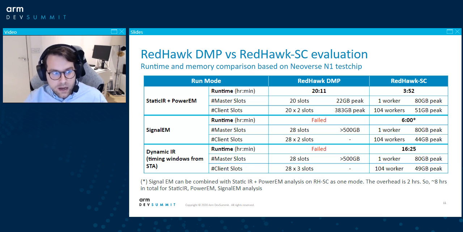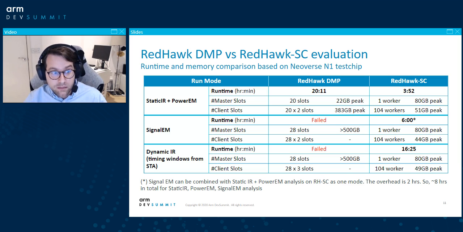So the dynamic IR in particular, which is the most demanding type of analysis, as it uses vectors and timing window files over timing of running simulation of the design, took 16 hours and 25 minutes, and that's less than the static IR and power EM analysis for Redhook DMP.